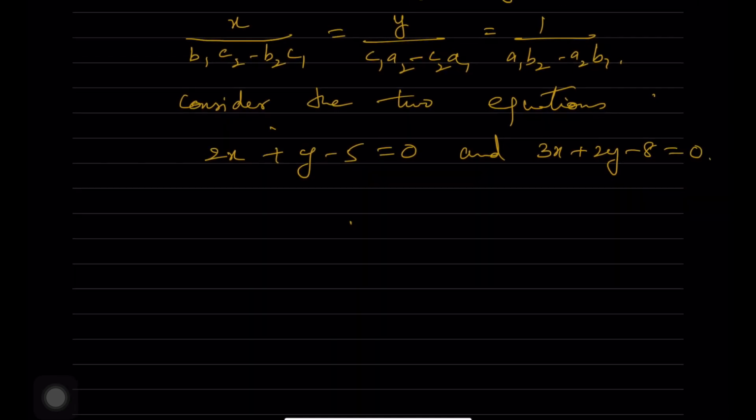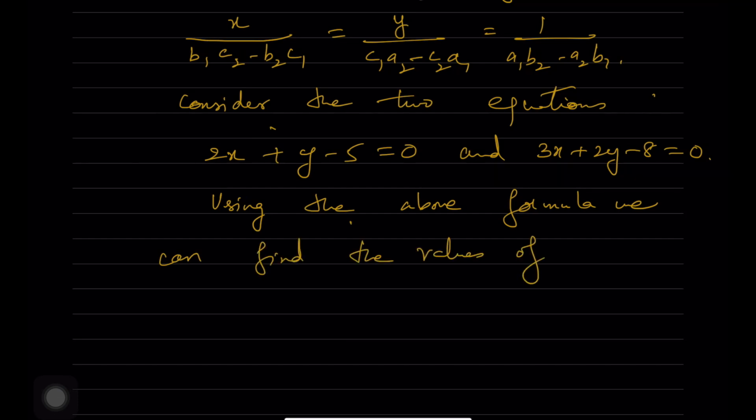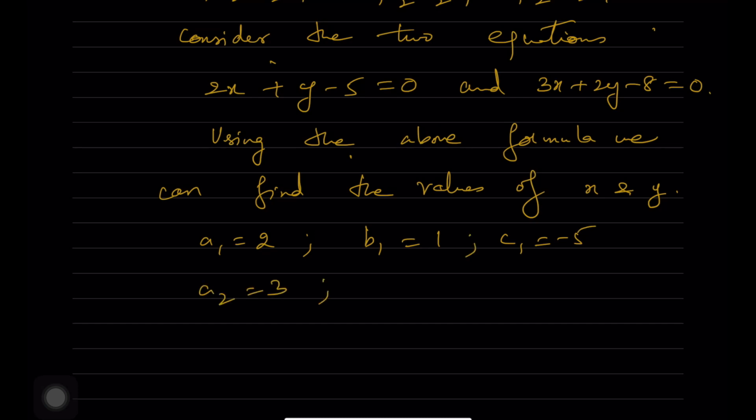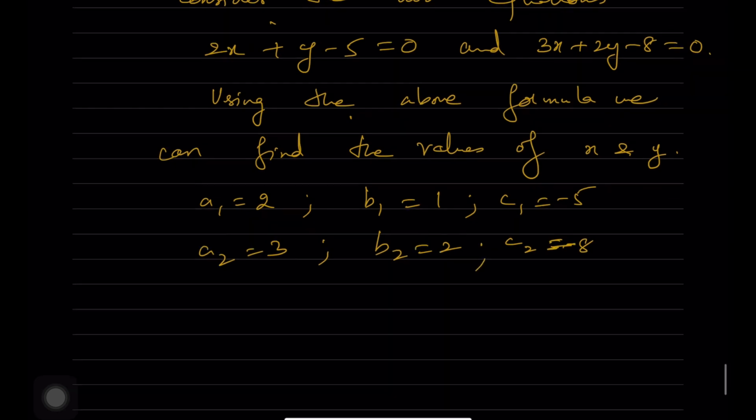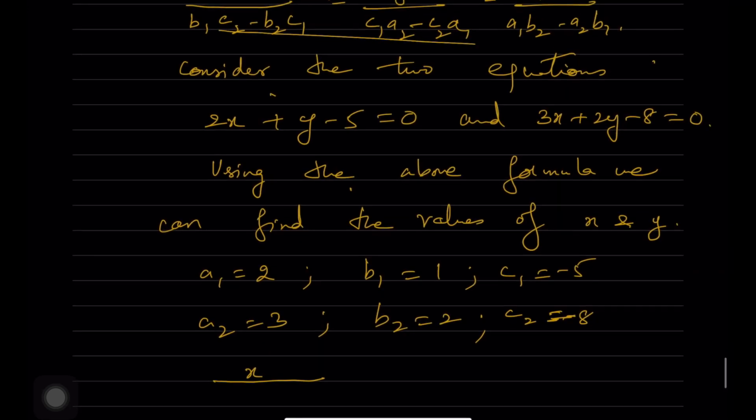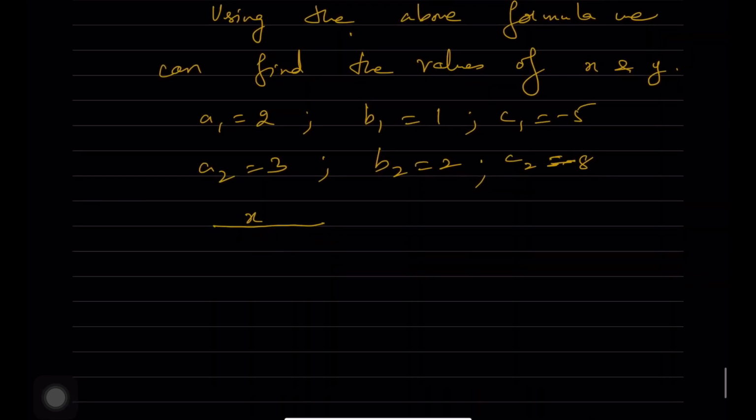So we consider the two equations, 2x plus y minus 5 is equal to 0 and 3x plus 2y minus 8 is equal to 0. From this we write down a1 a2, b1 b2, c1 c2. Using the above formula, we find x and y. So a1 is equal to 2, b1 is equal to 1, c1 is equal to minus 5, a2 is equal to 3, b2 is equal to 2, c2 is equal to minus 8.